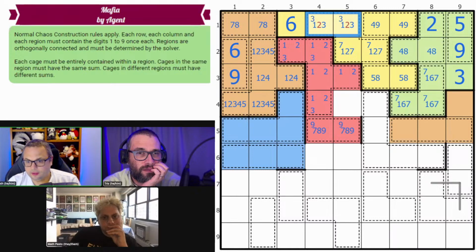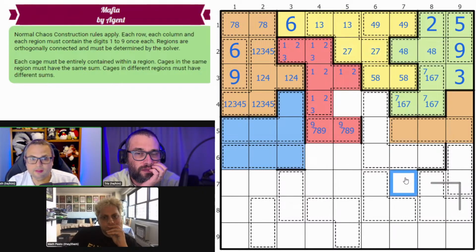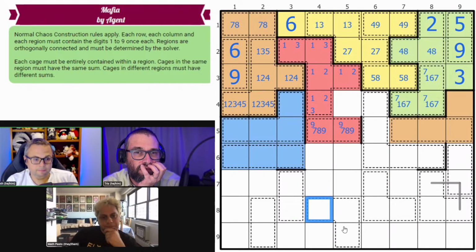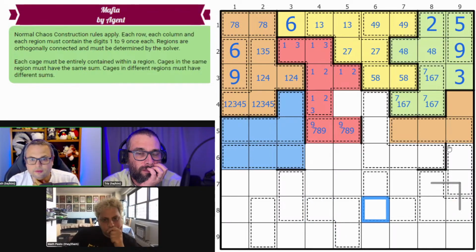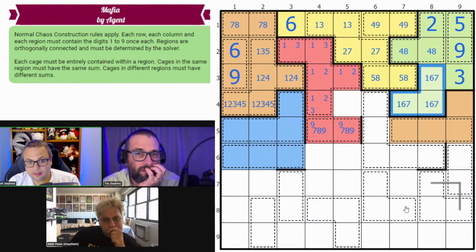So no 2 there. I can get rid of that 3. No 1 there. I can get rid of that 7. I can get rid of the 2s over here. Get rid of the 2 and the 4 there. So we've got to get rid of the 7 there.